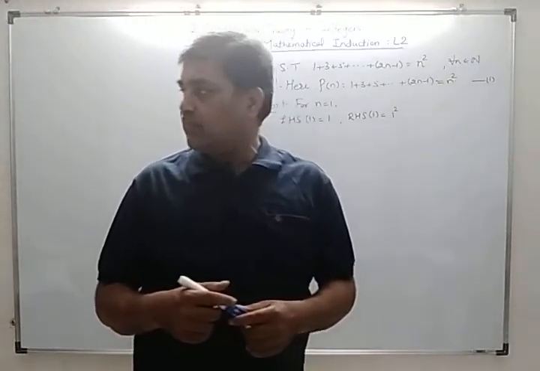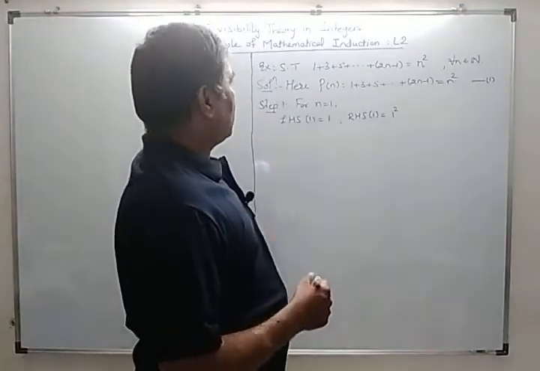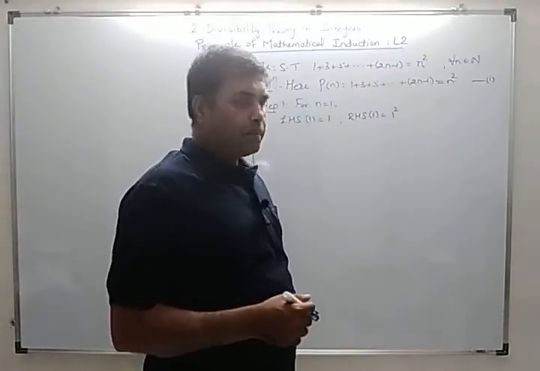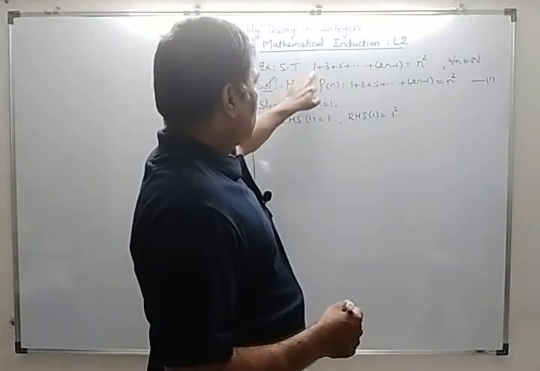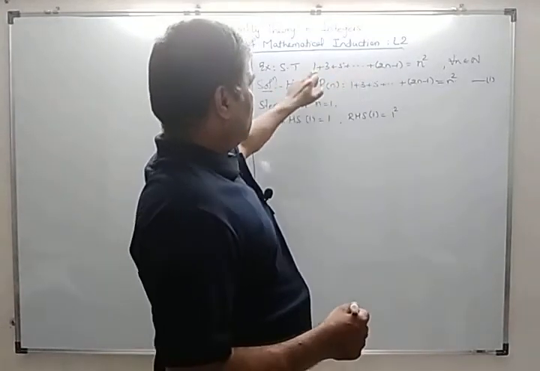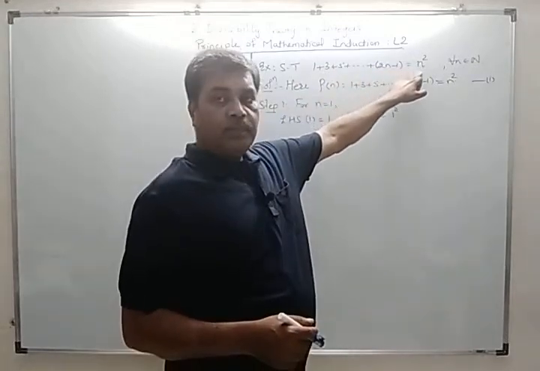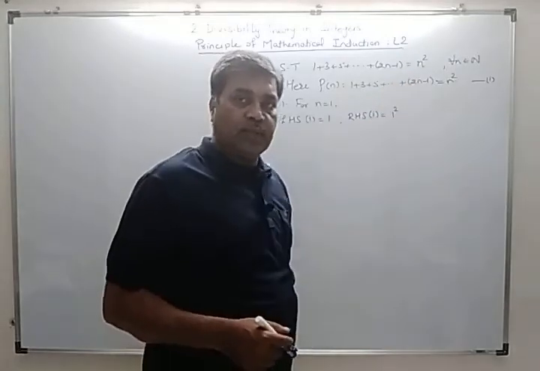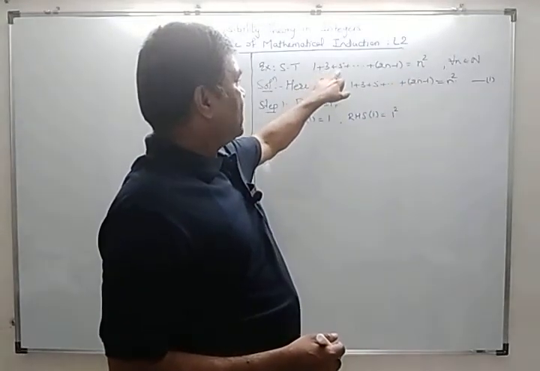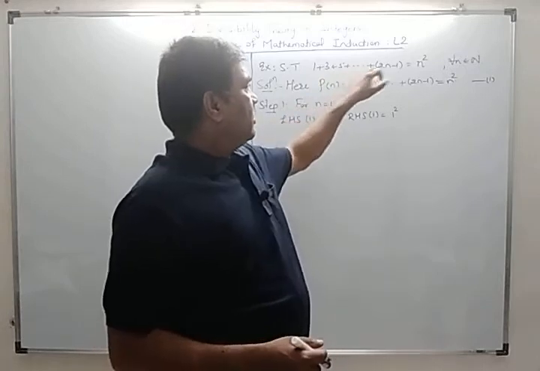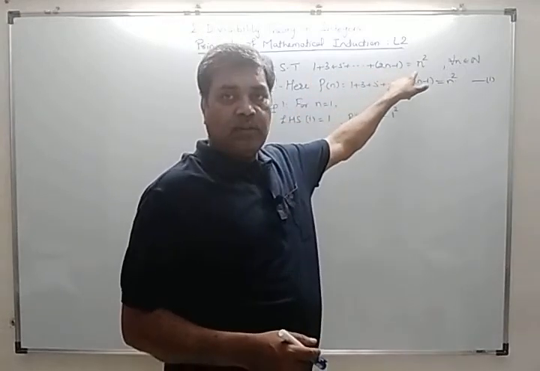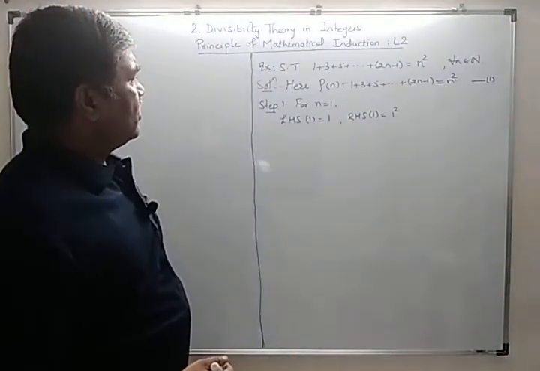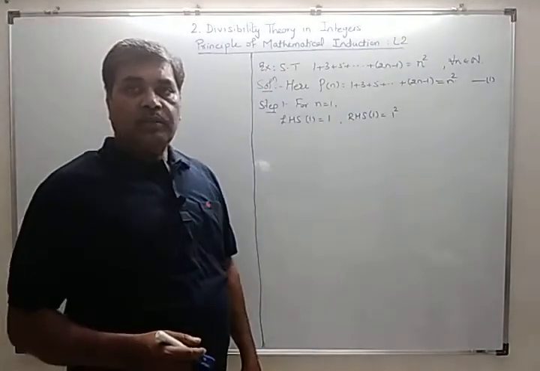Now we'll take the next example, that is, the sum of the first n odd numbers is n square. The first odd number is 1, which is 1 square. 1 plus 3 is 4. The sum of the first two odd numbers, 1 plus 3, is 4, which is nothing but 2 square. 1 plus 3 plus 5, that is 9, and that is the first 3 odd numbers, which is nothing but 3 square, and so on. So here we'll prove it by using the principle of mathematical induction.